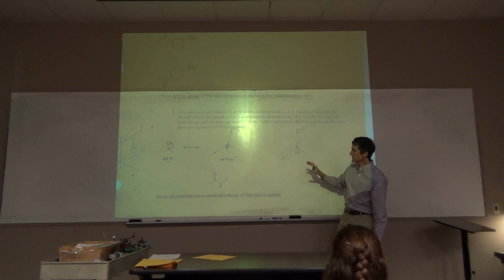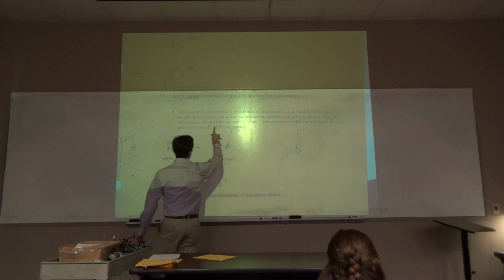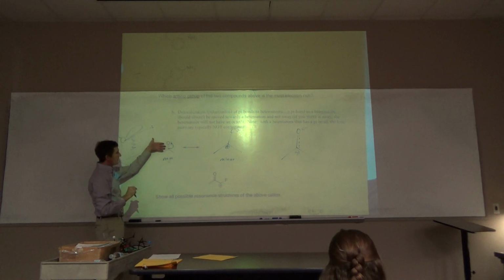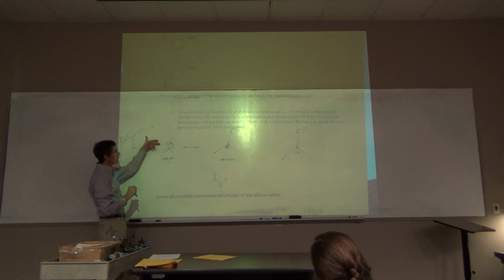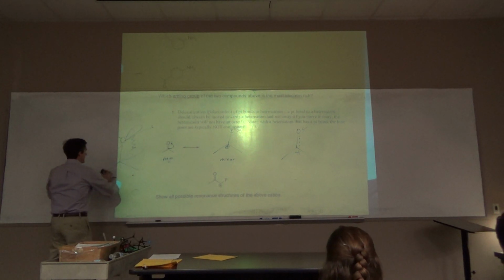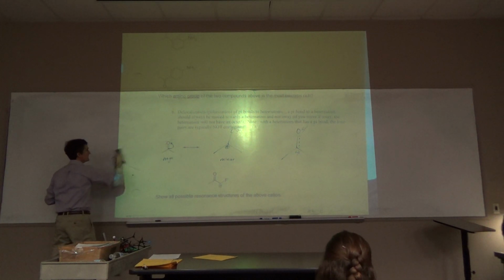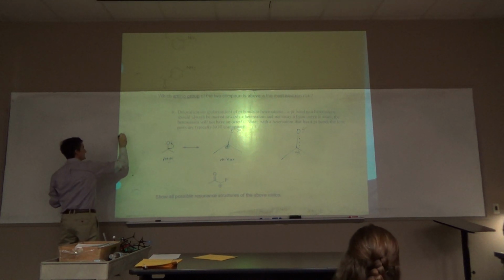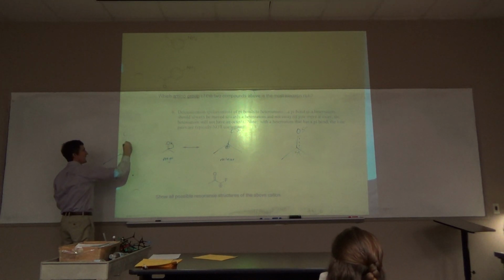Okay? So this is resonance. The main thing here is we always polarize pi bonds this way towards the more electronegative atom. We would never do the opposite. And when I say never, I mean never. We would never polarize the pi bond this way.